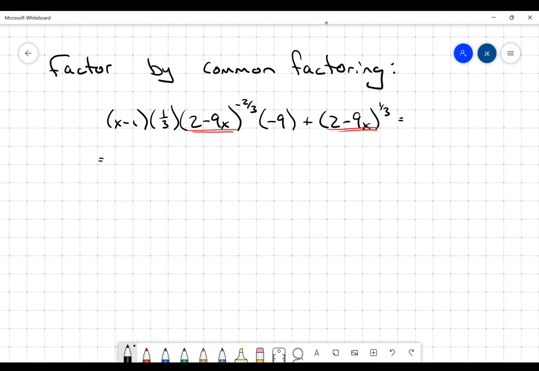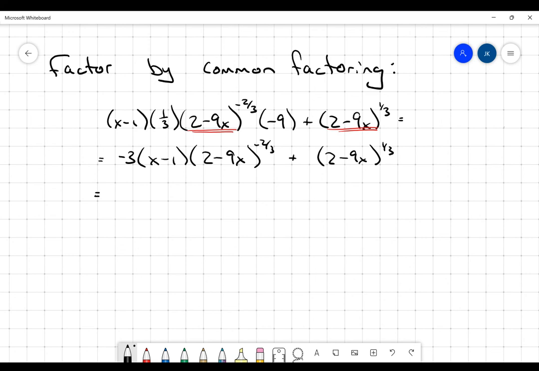Notice in that first term there, I've got a 1/3 and a -9. And again, they're only separated to make things just a little bit more awkward for you. So just multiply those together, and I get -3, and then x minus 1, 2 minus 9x to the -2/3, and then plus 2 minus 9x to the 1/3.